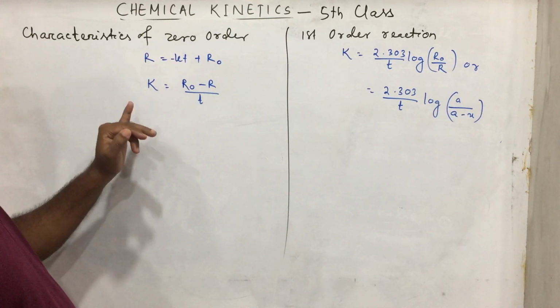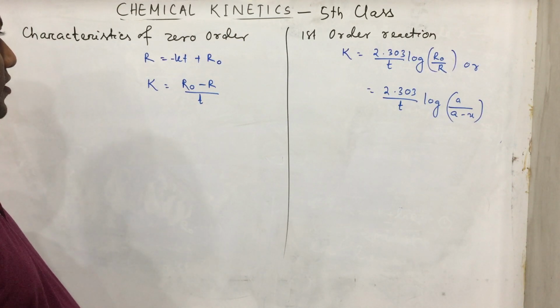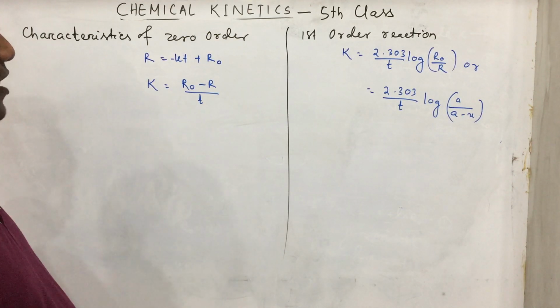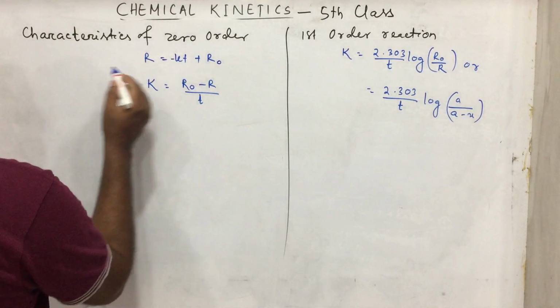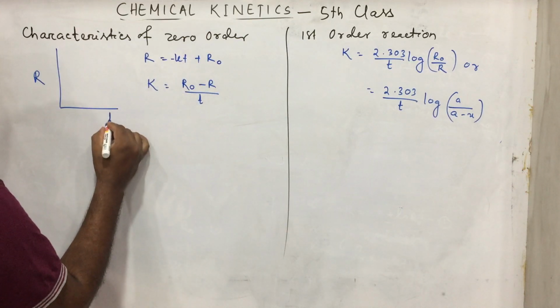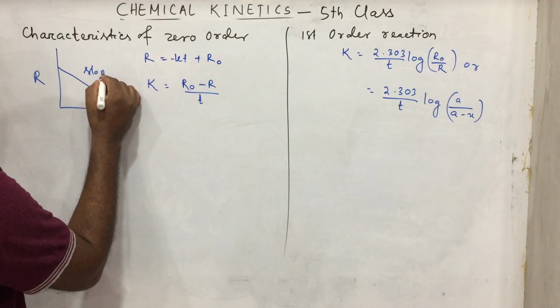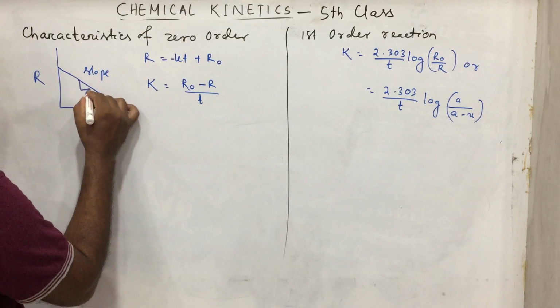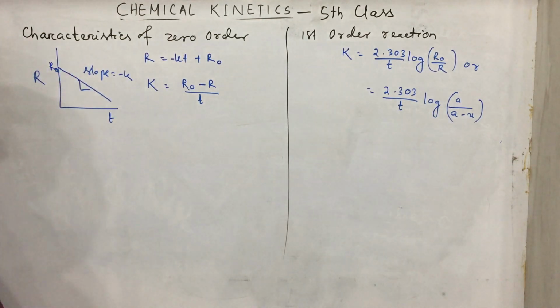In the zero order reaction we know R equals minus Kt plus R naught, or K equals R naught minus R divided by t. The first characteristic is in the graph. If you plot the graph R versus t, the nature of the graph will be like this, and slope equals minus K and R naught is the y-intercept.